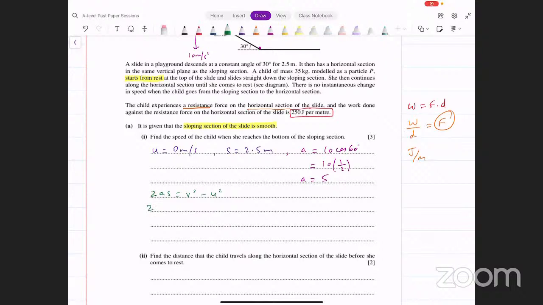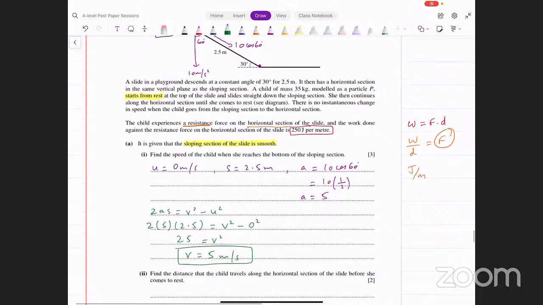We know acceleration is 5. We know the displacement, that is 2.5. v square minus 0 square. Let's just evaluate this. हमारे पास आ गया 25 equals v square and v equals 5 meters per second. ये आपको speed मिल गई यहाँ पर. That's 5 meters per second. That's the velocity, or that's the speed of the particle of the child when it reaches the ground.